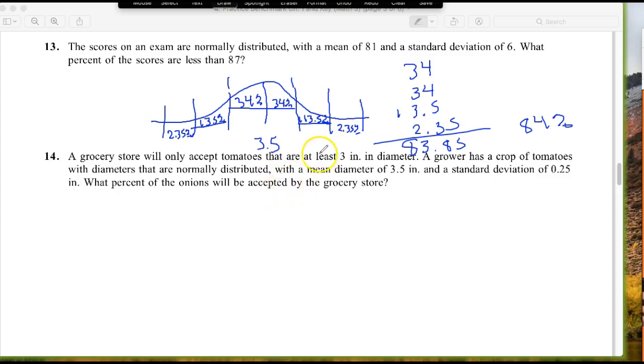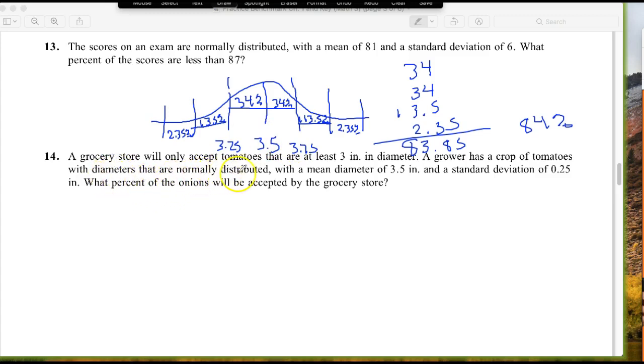Okay, so he wants them to be at least 3 inches. So his mean is 3.5. That's good. It has a standard deviation of 0.25. So to the next level, 3.5 plus 0.25, and I'm going to get 3.75 for the first standard deviation, and 3.5 minus 0.25, and I'm going to get 3.25, below or above, all right?